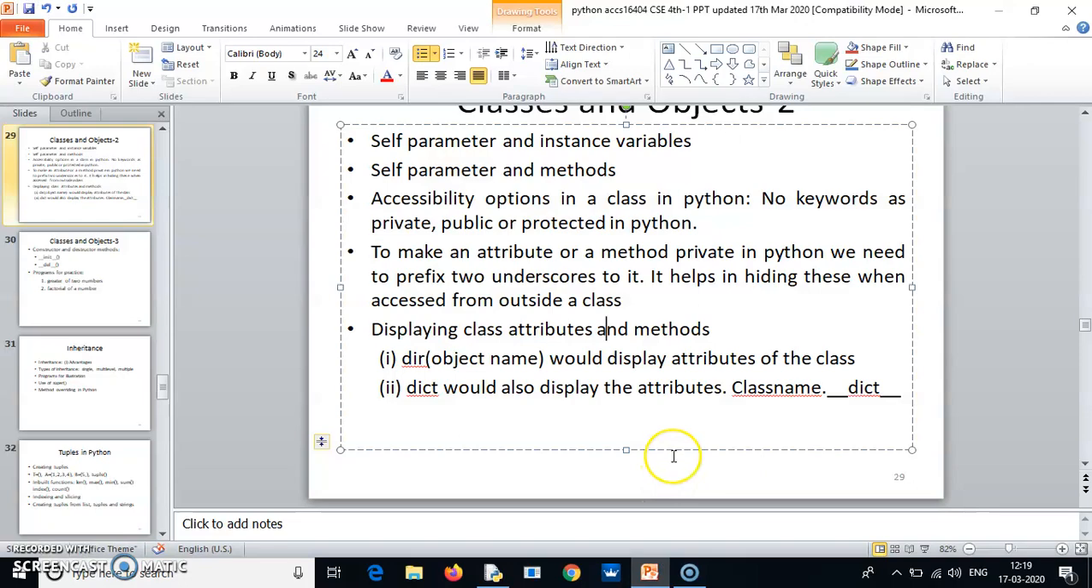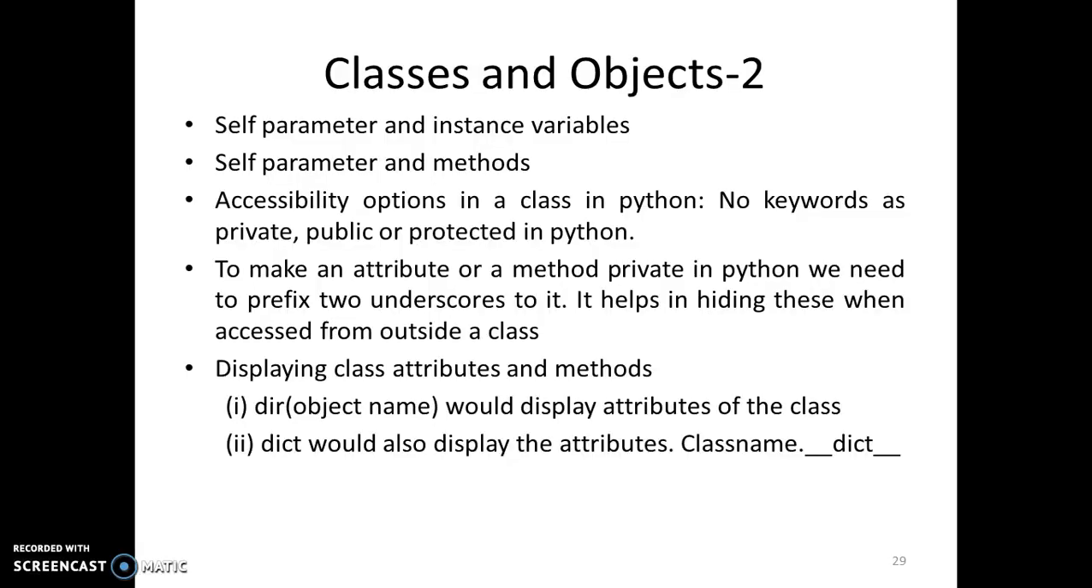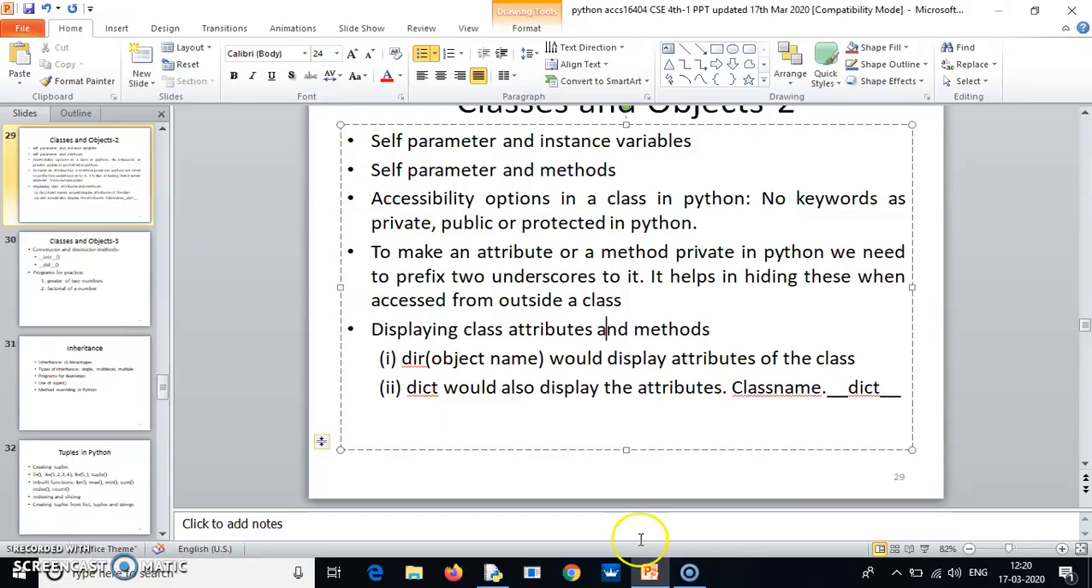In today's session, we'll be discussing classes and objects. We'll discuss the self parameter and instance variables, and the self parameter and methods. We'll also see the various accessibility options in a class in Python. And we'll learn how to make an attribute or a method private in Python. And lastly, at the end of the lecture, we'll be discussing the display of class attributes and methods.